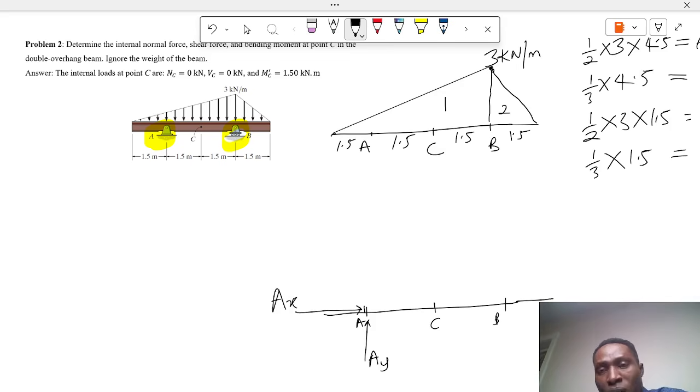So I'm now including the forces. And remember, for this distributed force, we have one concentrated force, and it's acting at point 1.5 from the apex, and that is this point.